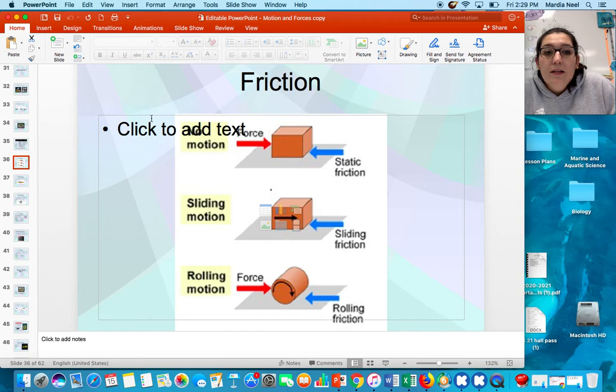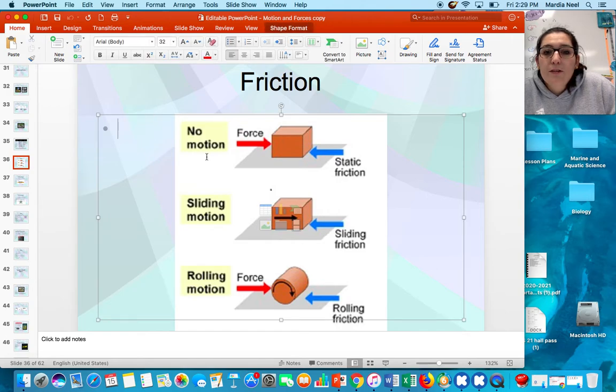All right, so here's examples of all the different types of friction. So when the forces are equal, there's no motion. When one is moving past the other, we have sliding friction. And when there's a rolling motion going on, we have rolling friction.